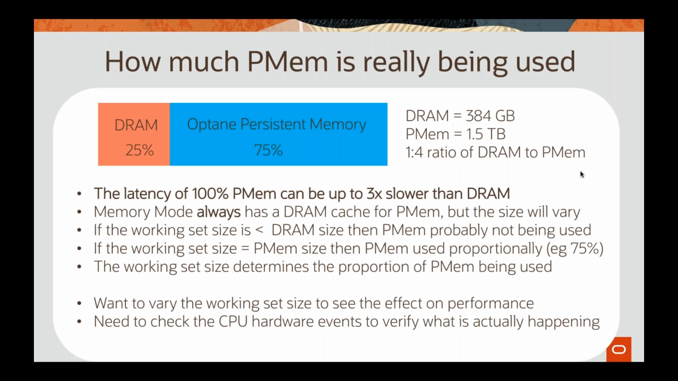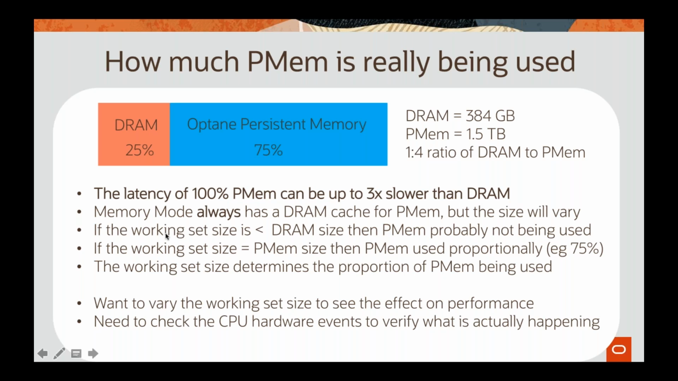But when you're using memory mode, it's not always obvious how much memory is being used. Why this matters is, with persistent memory, it can be up to 3 times slower than DRAM. I'm saying up to because it depends. When you're using memory mode, you're always using DRAM as a cache for the persistent memory. Obviously the larger the proportion of DRAM to persistent memory, the more efficient the caching is going to be, but it costs money for DRAM, so it's a trade-off.